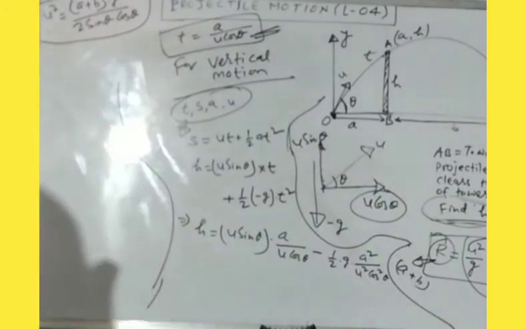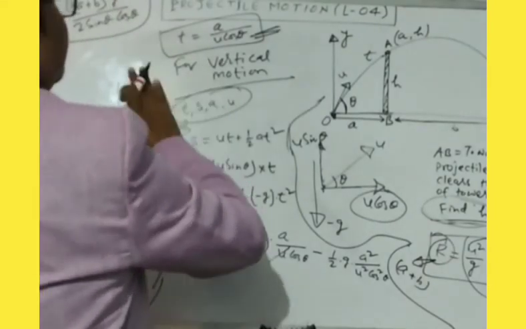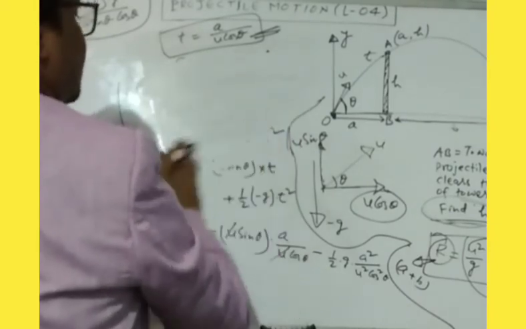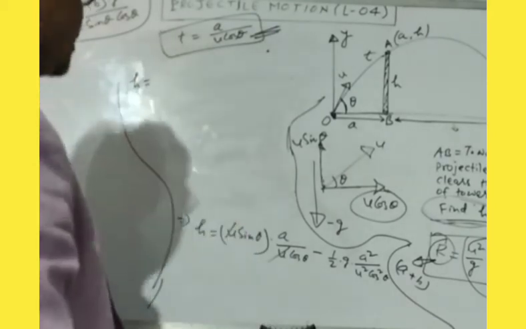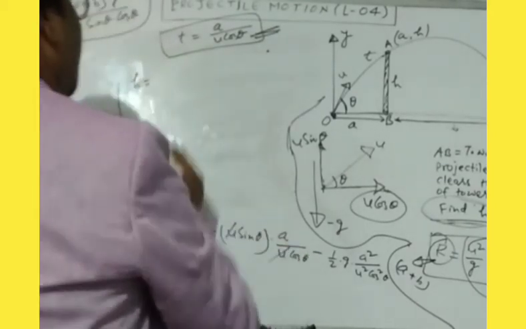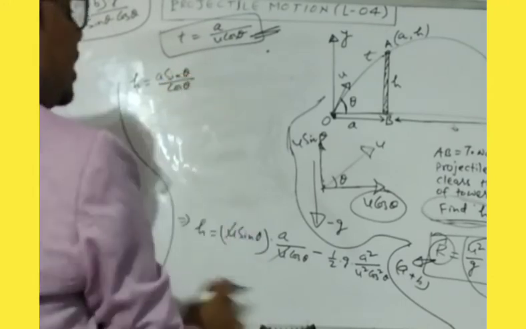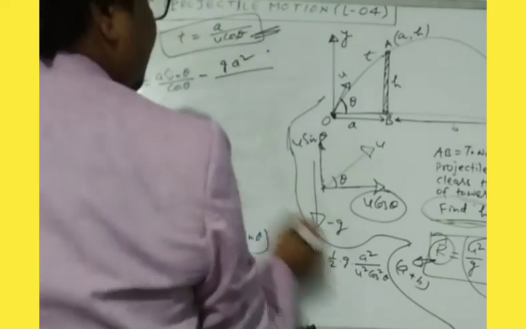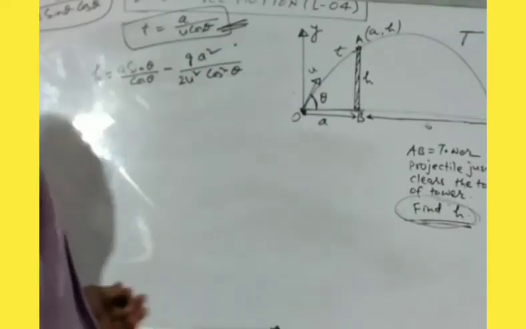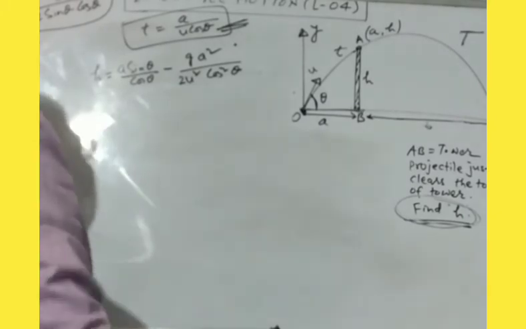So what will you find from here? You can cancel out this u and u, and finally you will find h equal to a sin theta upon cos theta, minus g a square upon u square, and finally we have the result h equal to a sin theta upon cos theta minus g a square upon 2 u square cos square theta. Okay dear.